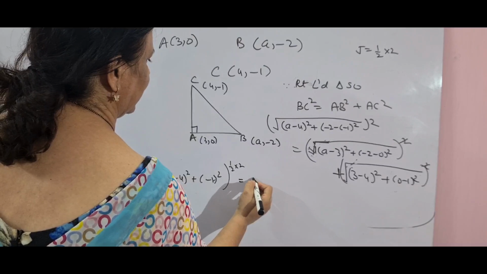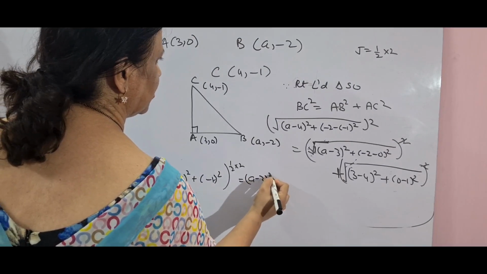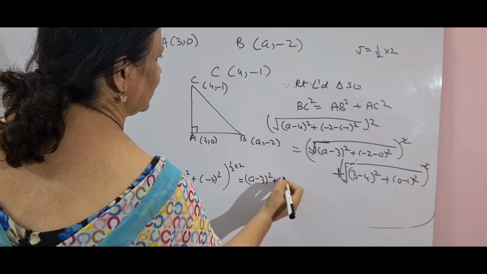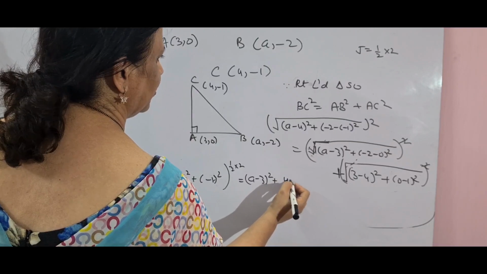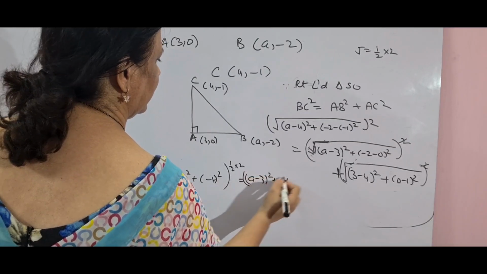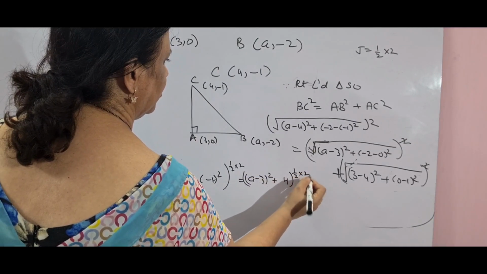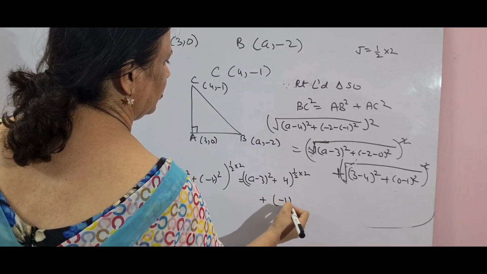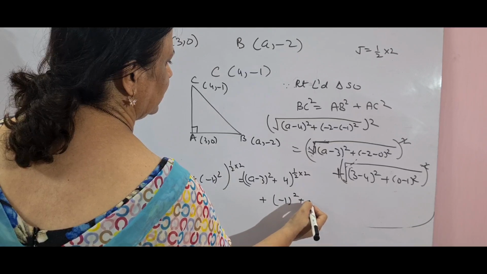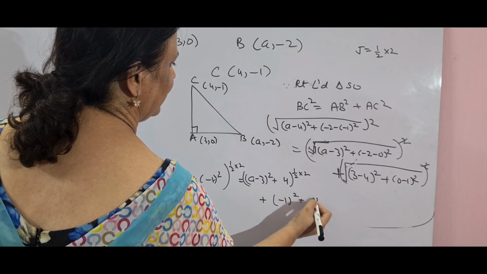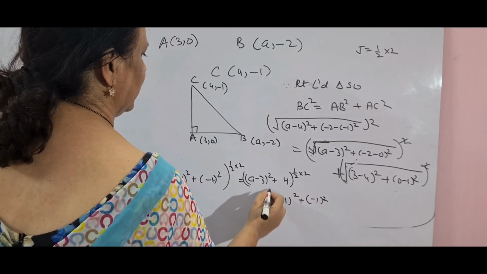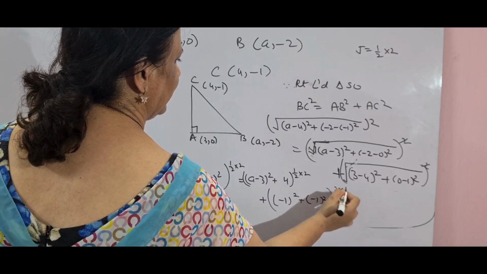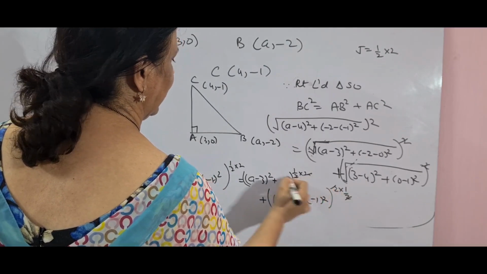Again, a minus 3 whole square minus 4 plus minus 4, plus 4, again 1 by 2 into 2 plus 3 minus 4 minus 1 whole square plus 0 minus 1 whole square, of course, e power 2 into 1 by 2. So this cancels, and the rest you will get as the equation.